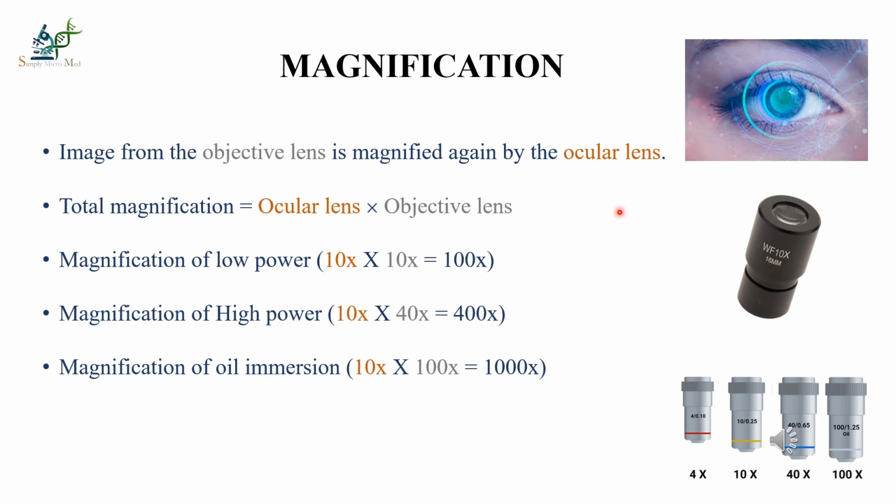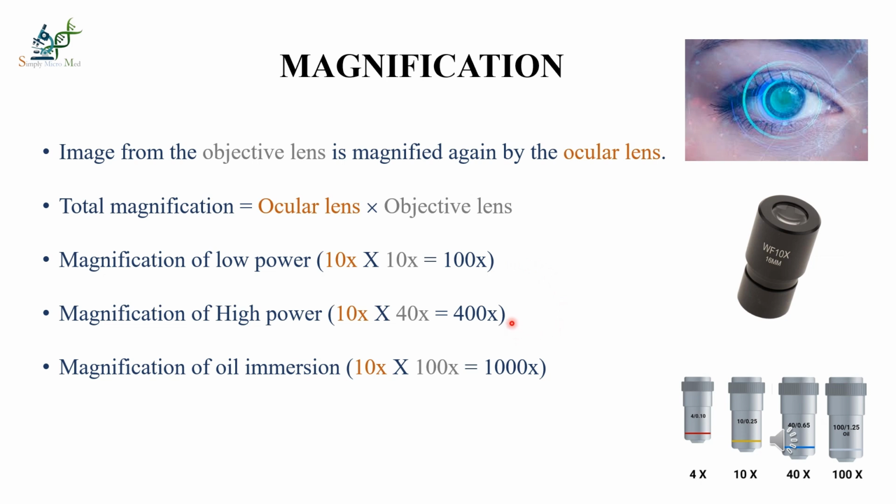And in a compound microscope, there is a single type of ocular lens, mainly 10x, and different types of objective lens are used, that is 4x, 10x, 40x and 100x. And these lenses can be changed depending upon the need of our observation. So the magnification power of low power is 100x. In low power, we can observe the protozoa and larger microorganisms.